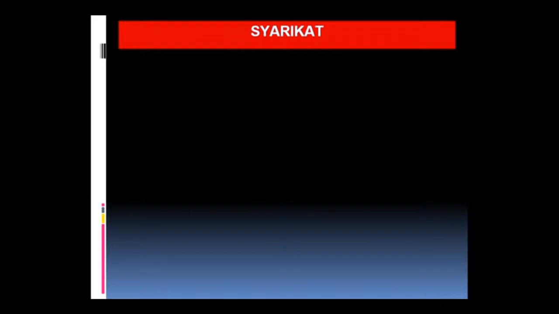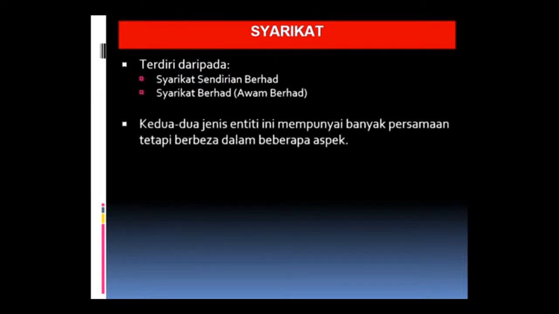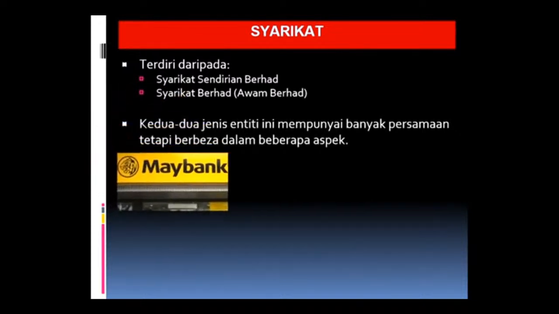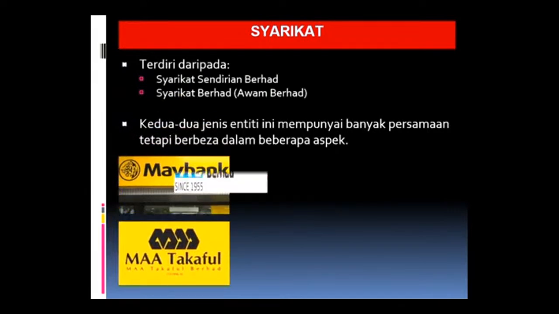Seterusnya, kita akan mempelajari entiti perniagaan berbentuk syarikat. Entiti ini terdiri daripada dua, iaitu yang pertama syarikat sendirian berhad dan yang kedua syarikat berhad ataupun dikenali juga sebagai syarikat awam berhad. Kedua-dua jenis entiti ini mempunyai banyak persamaan tetapi berbeza dalam beberapa aspek. Berikut adalah beberapa contoh syarikat yang beroperasi di Malaysia.